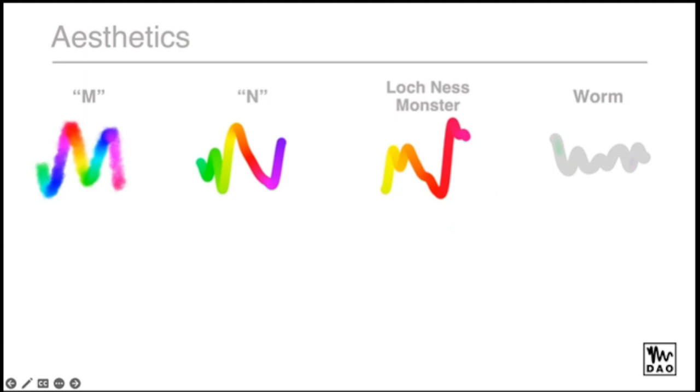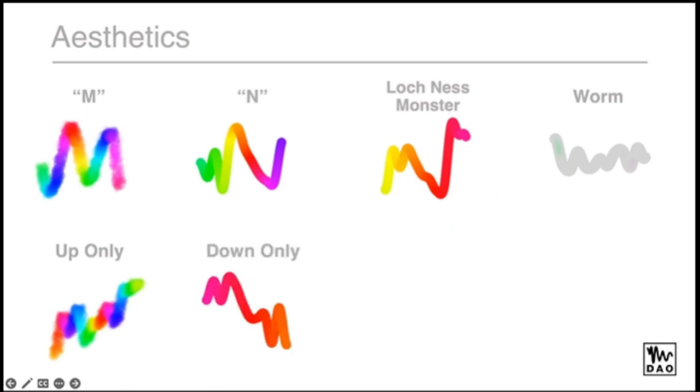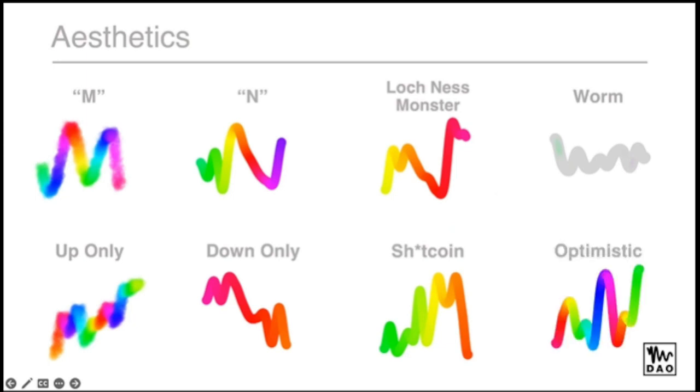Also, Squiggles can be similar to some price charts we are pretty familiar with. Sometimes the price goes up only, but a lot of other times it is down only. Also, we might have seen before the classical shitcoin mountain, where there is a pump and it's all happiness and rainbows, but it always ends in tears. And finally, we have the optimistic Squiggle, one of my favorites, where everything ends in green and up and to the right.